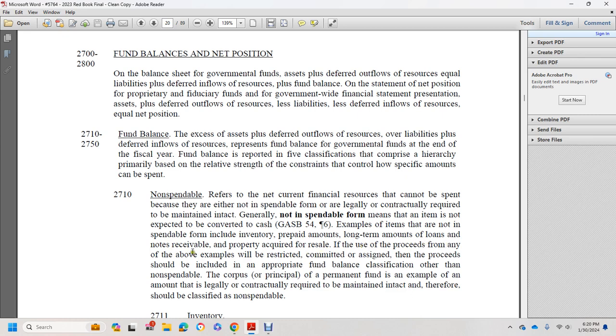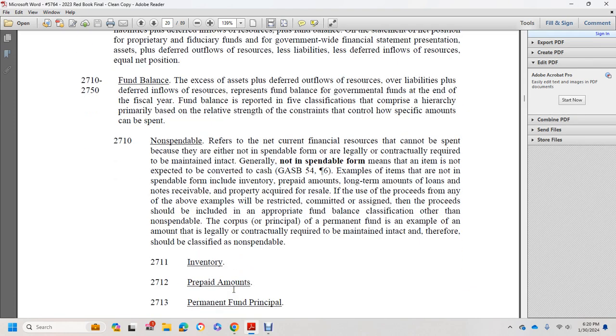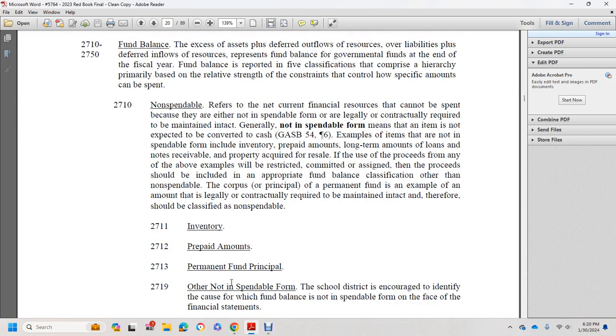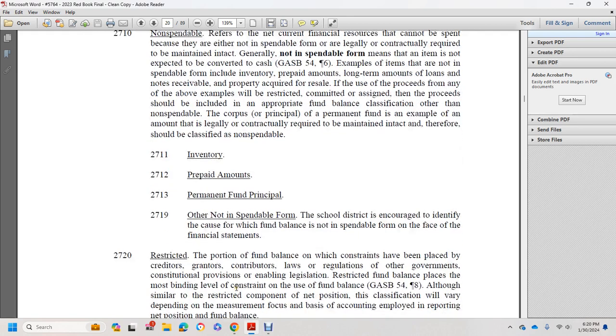If the proceeds of any of the above are restricted, committed, or assigned, they should be included in the appropriate fund balance classification rather than as non-spendable. Other non-spendable includes the corpus or principal of a permanent fund, which is an amount legally or contractually required to be maintained intact, and therefore would be classified as non-spendable. 2711 inventory, 2712 prepaid amounts, 2713 permanent fund principal, 2719 other non-spendable form. The school district is encouraged to identify the cause of the non-spendable fund balance on the face of the financial statement.